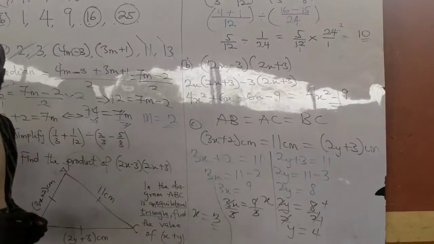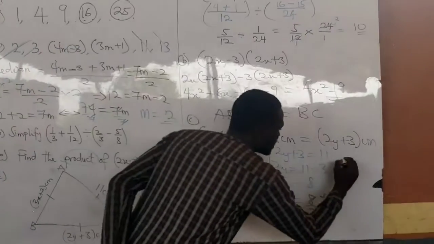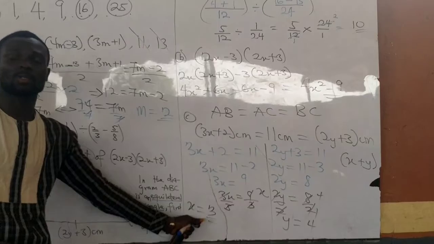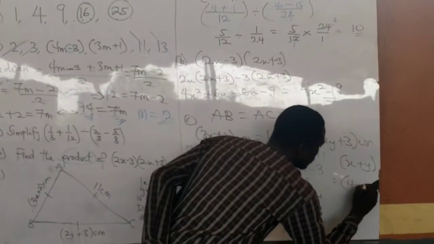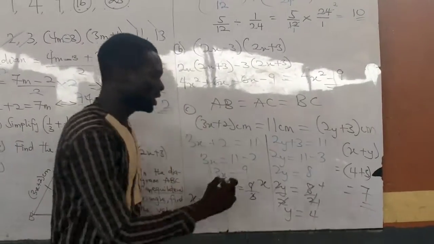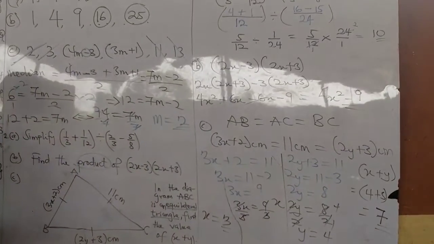The question did not say find the value of x, nor find the value of y. The question said find the value of x plus y. So if you have x to be 3, you have y to be 4, then you are going to say 4 plus 3, which is equal to 7. So this is the answer for the number 2C.